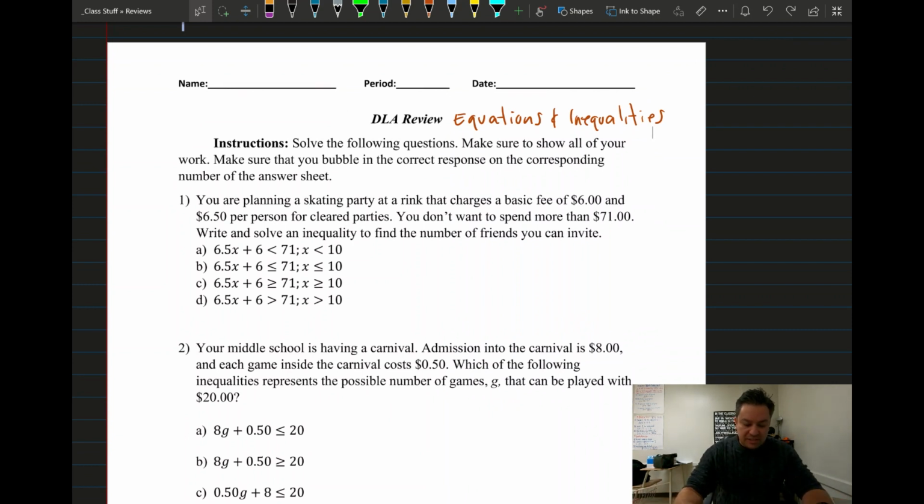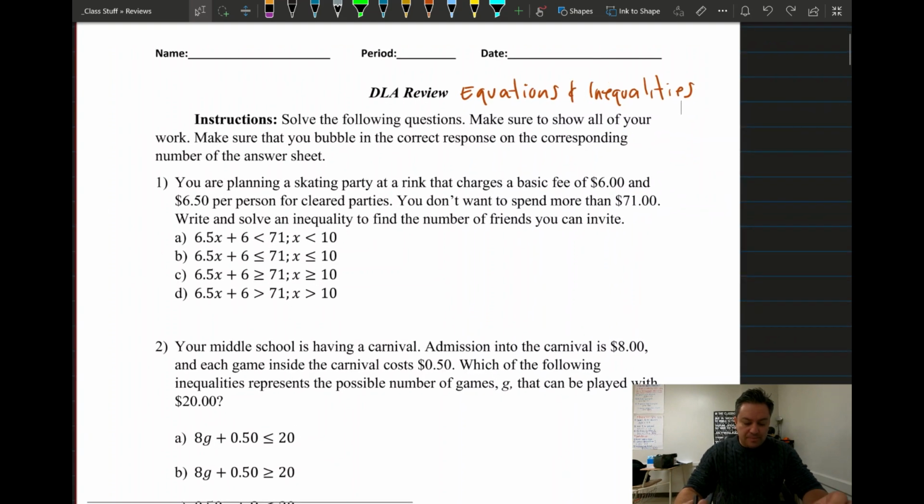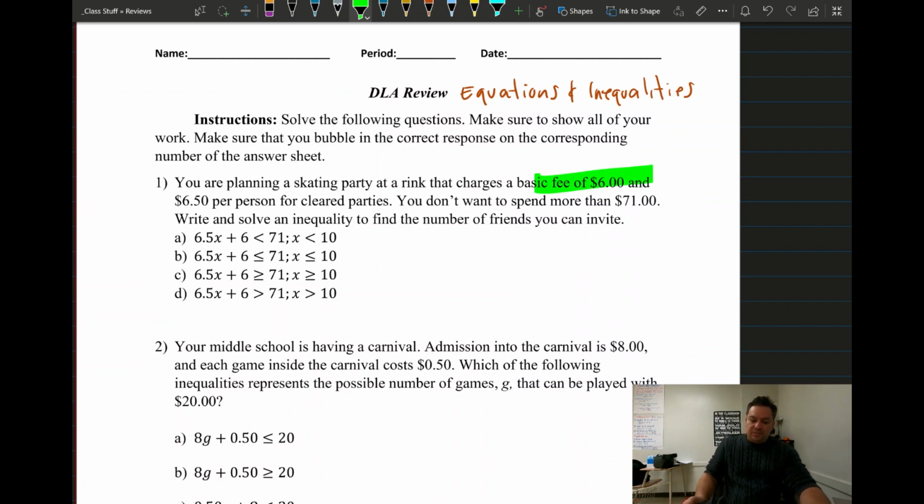So number one, it says, you are planning a skating party at a rink that charges a basic fee of $5. So remember, the fee is the number that's going to go by itself. And then it says $6.50 per person. There's the other keyword, per person. That's the number that is going to go with the variable. For the party, you don't want to spend more than $71, okay? That's the keyword for the inequality sign.